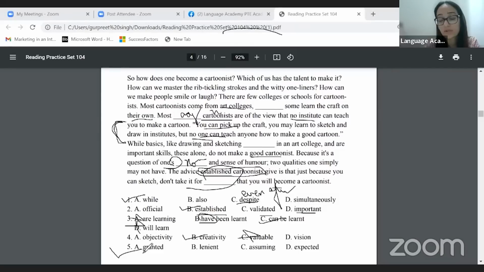What is the meaning of for granted? To take something for granted means you take it as an assumed, easy thing. That is, taking for granted that I can do it, no matter what. That is for granted. So these are the answers.